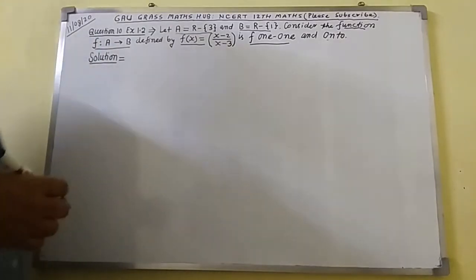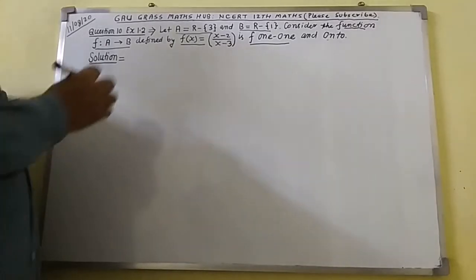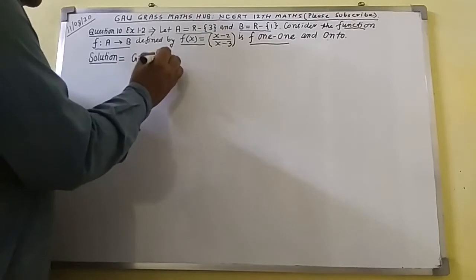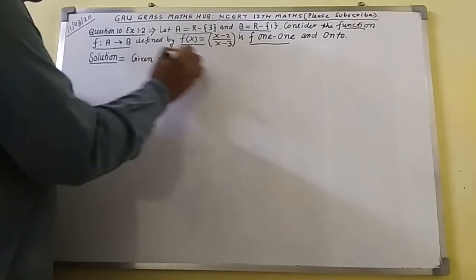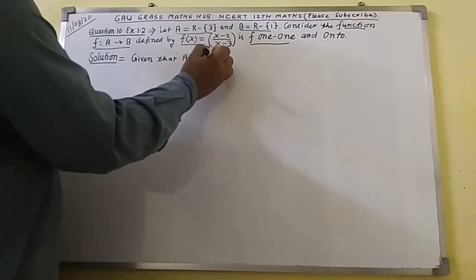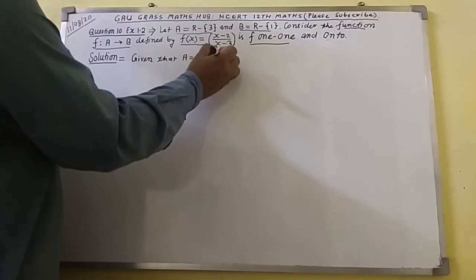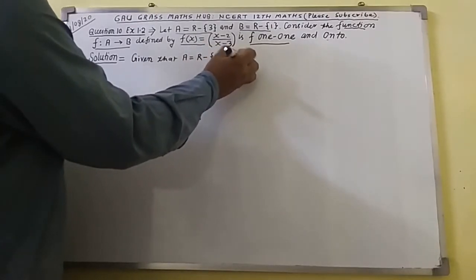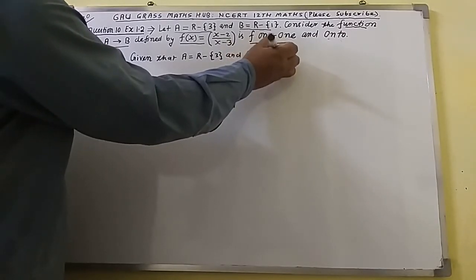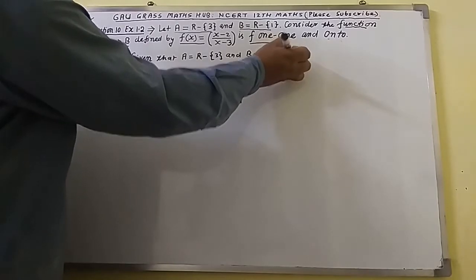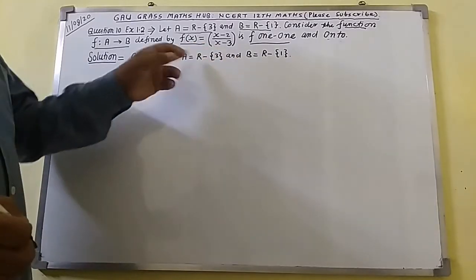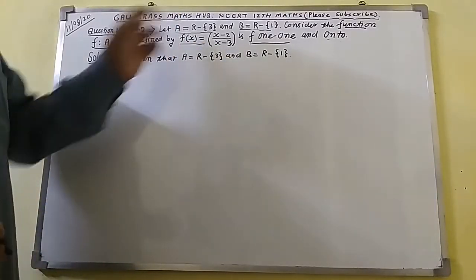Solution. Now here I shall write, given that A equal to R minus {3} and B equal to R minus {1}. This is the set A and set B given in the question itself.